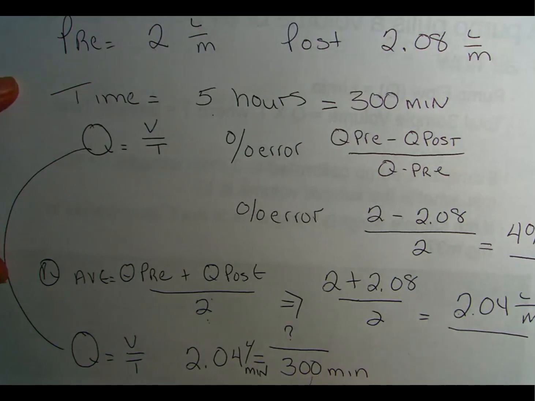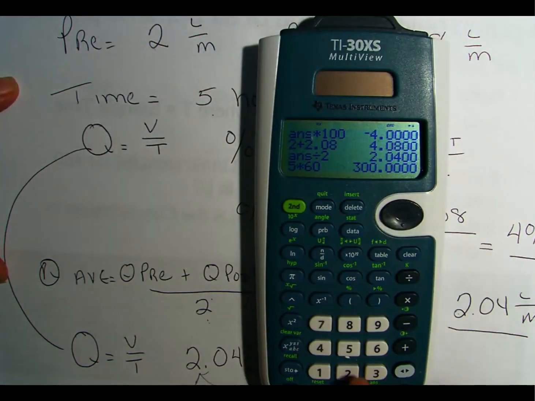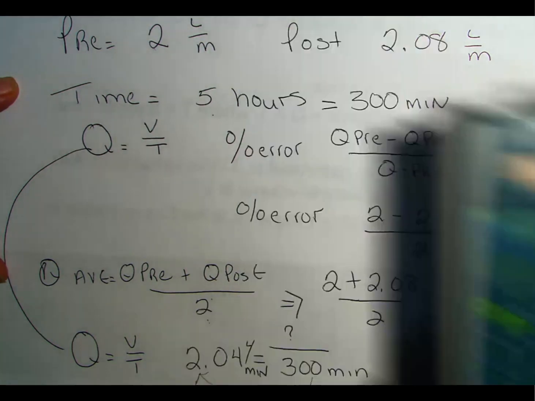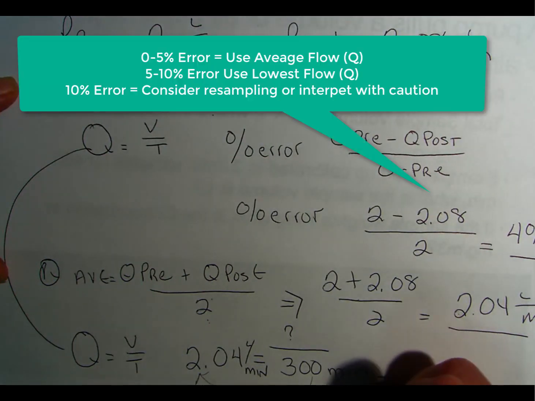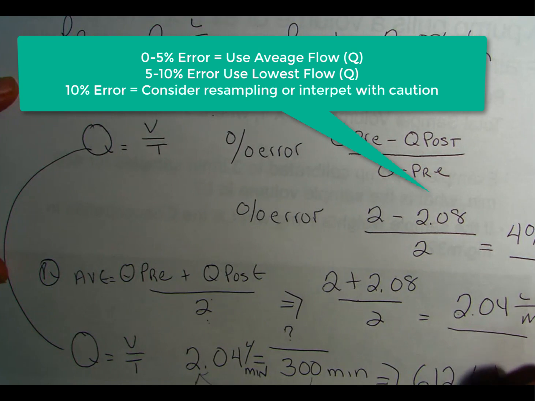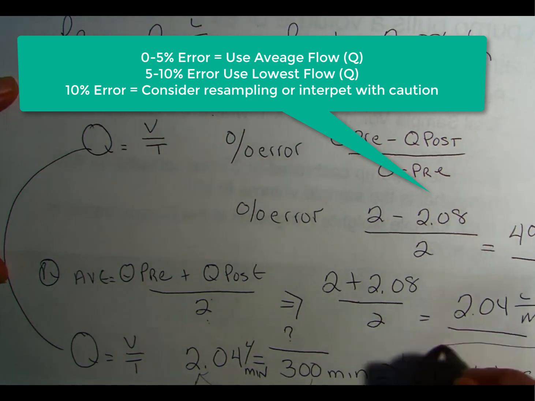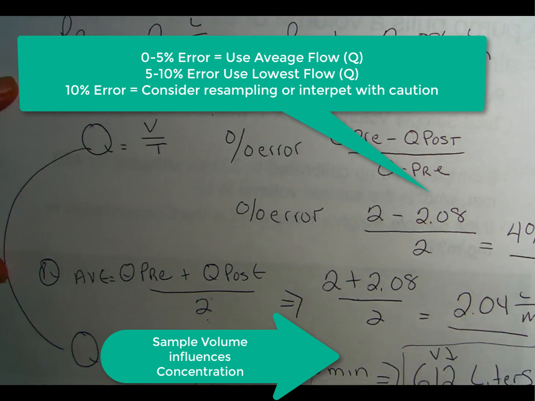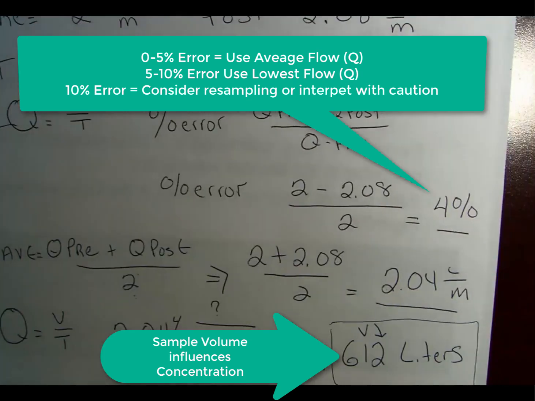I'm going to multiply by isolating my variable. 2.04 times 300 means that I have 612 liters of air over my 5 hours, and this now is the sample volume that I'll use and send to the lab.